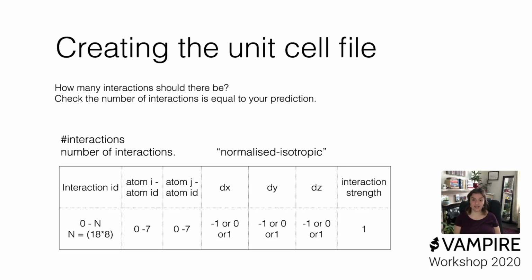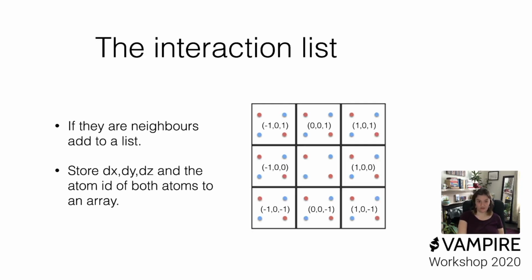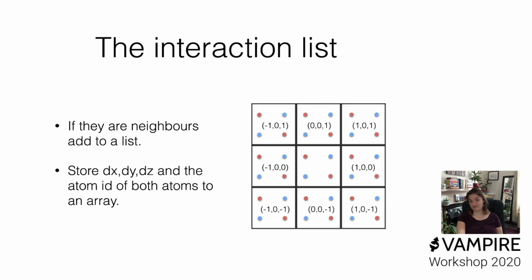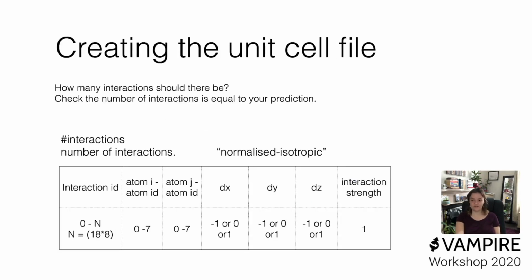Next we have dx, dy, and dz, which are the same coordinates that you can see in this picture here. So they're just the unit cell of atom J. So if an atom is interacting with an atom in the same unit cell, you say 0, 0, 0. And if it was interacting with an atom in any of the other unit cells, you would use the coordinates for that unit cell, say 1, 0, 0, or whatever you want.